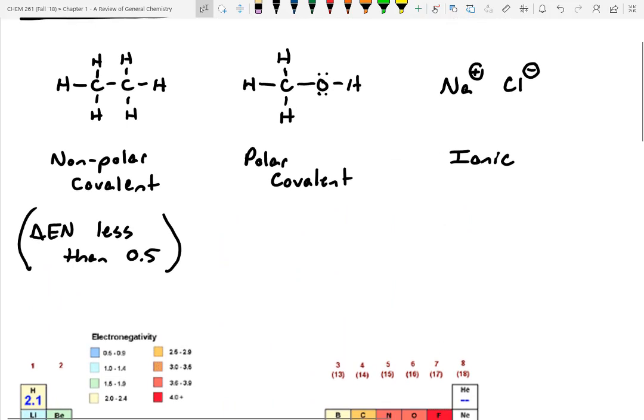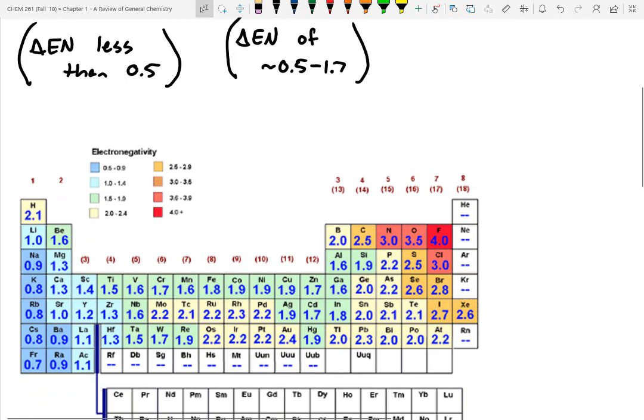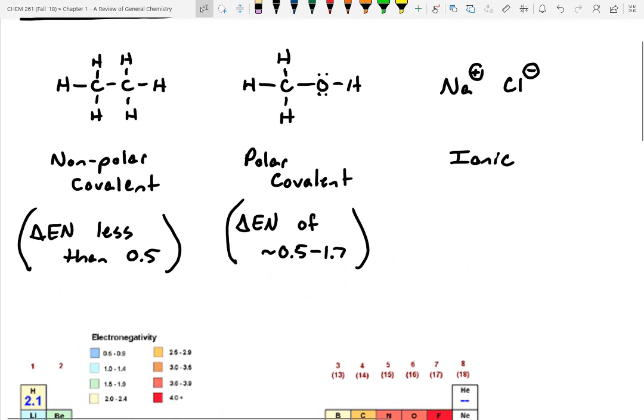Okay, and the next one though, we've got oxygen, which most of you are familiar with. It's pretty electronegative. And in this case, polar covalent bonds have a difference in electronegativity of approximately 0.5 to 1.7. So let's look at, for example, oxygen and hydrogen here. So oxygen is 3.5, hydrogen's 2.1, so that's a pretty large difference, right? 1.4 falls in that range of being a polar covalent bond. Ionic bonds, in general, have differences of electronegativity greater than 1.7.